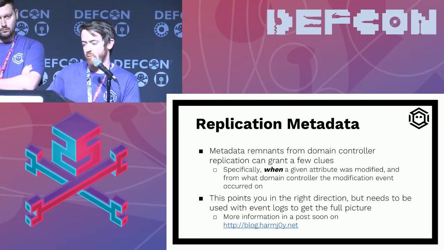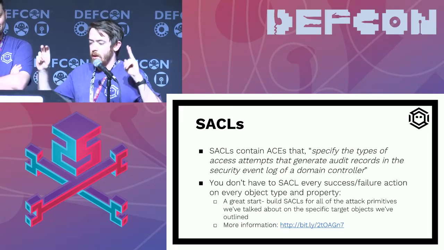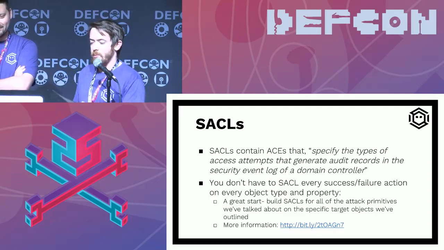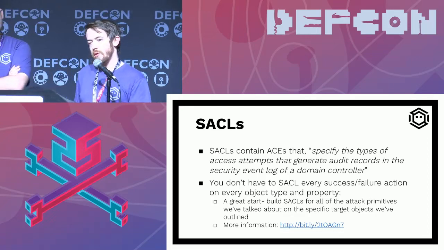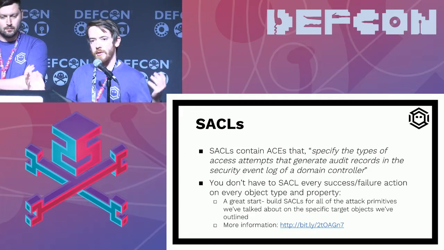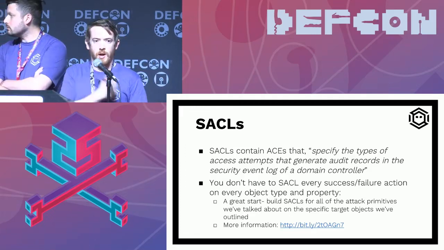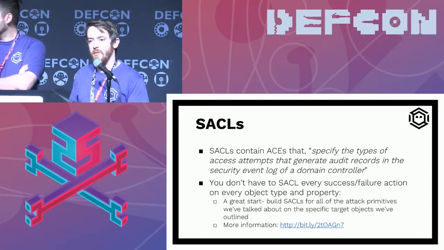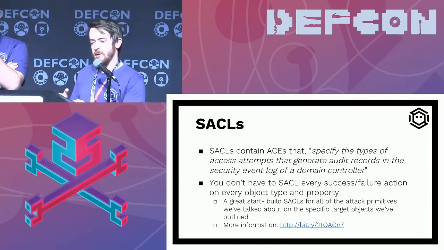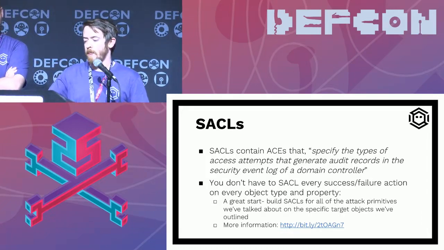And I have a draft post that I'm going to drop that goes into the replication metadata for hunting in a lot more detail. Also SACLs, those system access control lists that specify the types of access attempts that generate audit records in the security event log of a domain controller. SACLs have been around forever. People don't really use them because if you turn them on, there are going to be tons and tons and tons of events. But we really think that if you implement SACLs, again, just for the object takeover primitives that we talked about, you can cut down a couple orders of magnitude in the amount of noise and really pay attention to the good stuff. And there's a bit.ly link that has some more information on there.